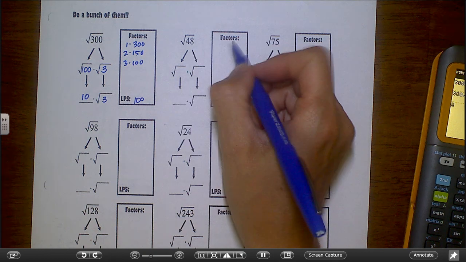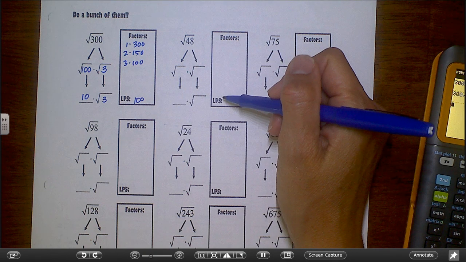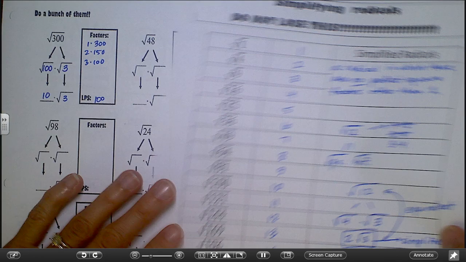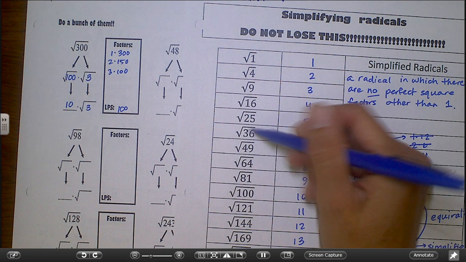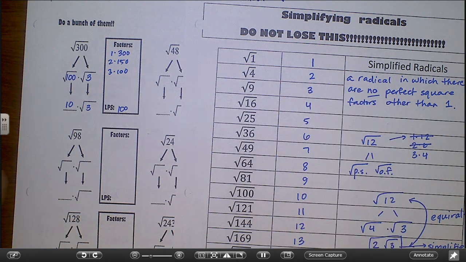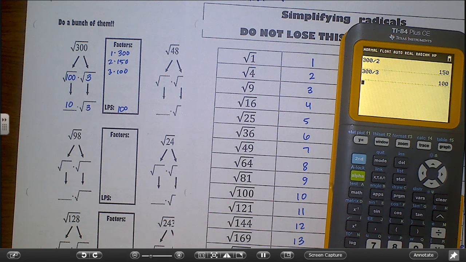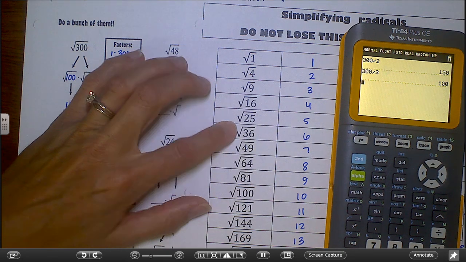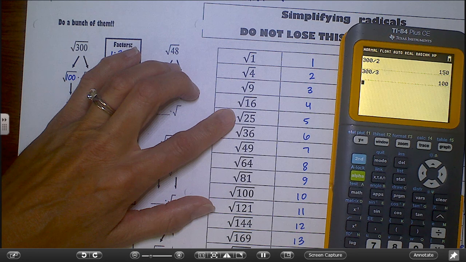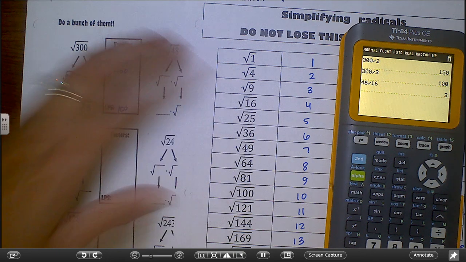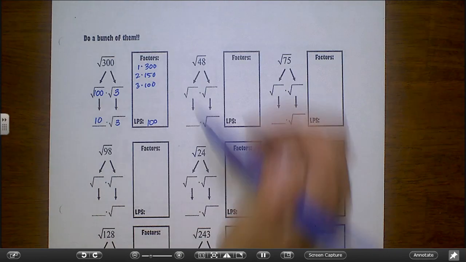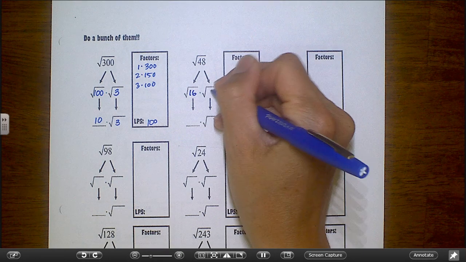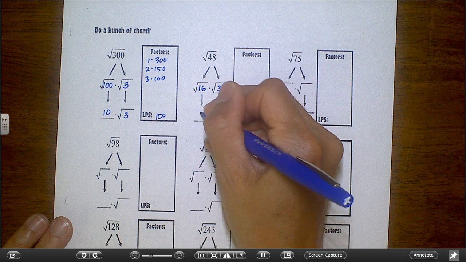So 48. Again, I could list all the factors of 48 over here, or I could go to my handy dandy perfect square chart. I could say, okay, what's the largest possible number that could go into 48 here? Because it's a low enough number, I can do that. That's 36. So 48 divided by 36 is not going to give you a whole number. 48 divided by 25, also not going to give you a whole number. 48 divided by 16 will give you 3. So my largest perfect square factor is 16. My other factor is 3. So this goes square root of 16 times the square root of 3. The square root of 16 is 4.